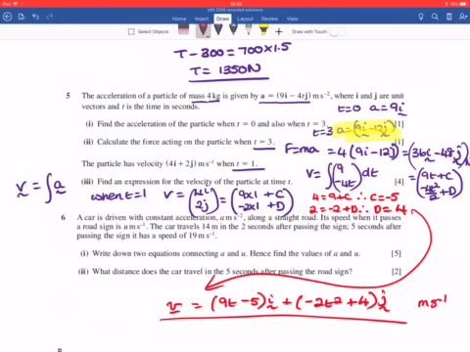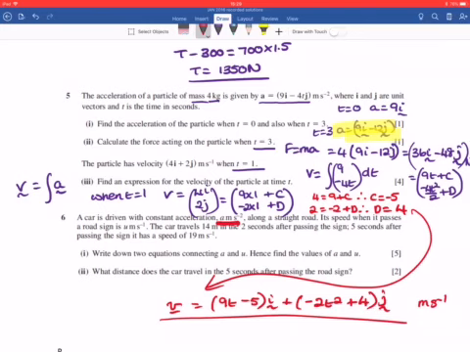Right, question 4. A car is driven with a constant acceleration a along a straight road. Its speed when it passes the road sign is u. The car travels 14 metres in the 2 seconds after passing the sign. 5 seconds after passing it has a speed of 19. Write 2 equations connecting a and u. Hence, find the value of a and u. 5 marks, and there must be quite a lot of work for this one.